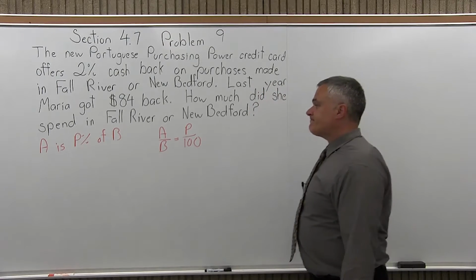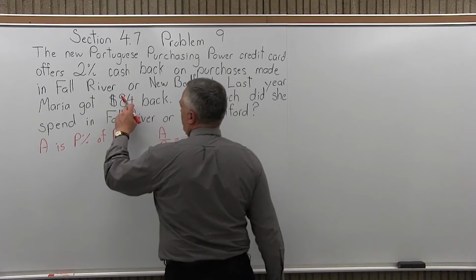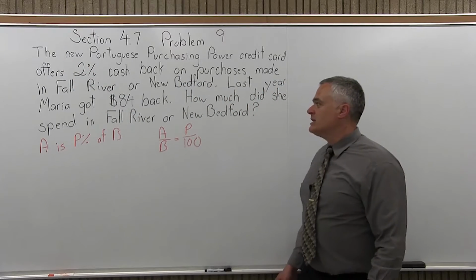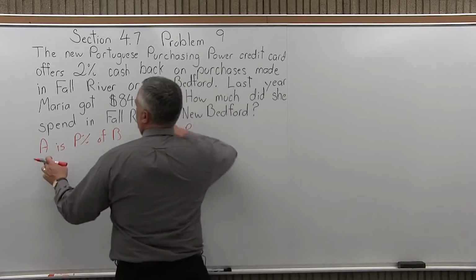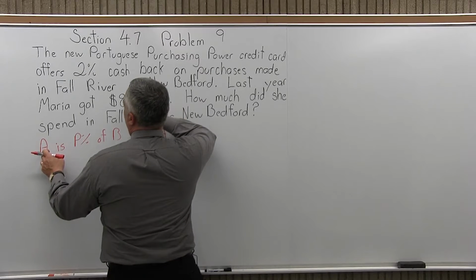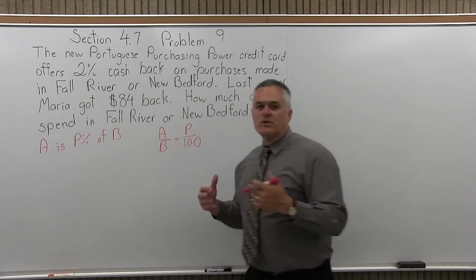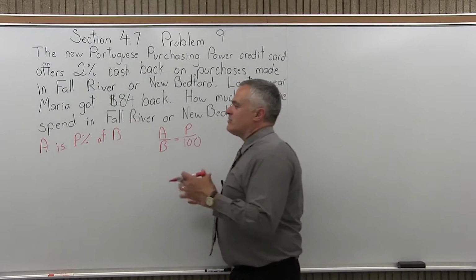So what are the parts? 84 is going to be an important number. 2 is the percent. How do we arrange this? 84 is either really the A or the B. We want to know 84 is 2% of what number overall? Like, did she spend $3,000, $4,000, $5,000 approximately overall?